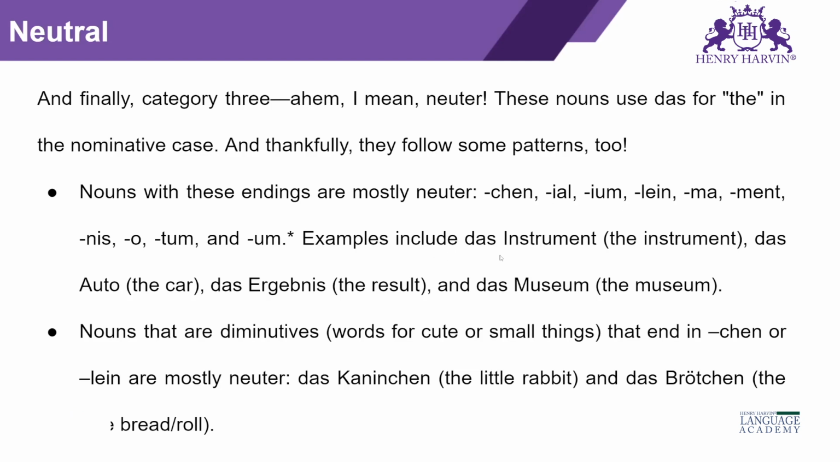For neutral, nouns with endings like chen, ial are mostly neutral. Let's see the example directly. Das Instrument ending with ment, das Auto, das Ergebnis, das Museum. Nouns that are diminutives. Diminutives means words for cute or small things. So those also, like Brötchen, Kaninchen, the little rabbit, the little bread roll.